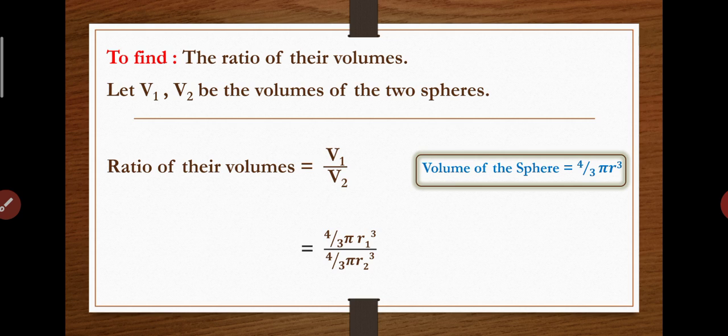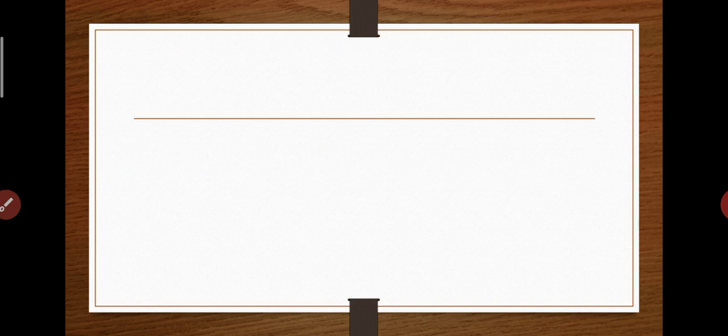In the numerator we have 4/3, and in the denominator also we have 4/3. 4/3 and 4/3 get cancelled, pi gets cancelled. So what is the balance? R1 cube divided by R2 cube. Am I correct? R1 cube divided by R2 cube. In the numerator the power is 3 and in the denominator also the power is 3. So we can express it with a common power, that is, R1 divided by R2 whole power 3.